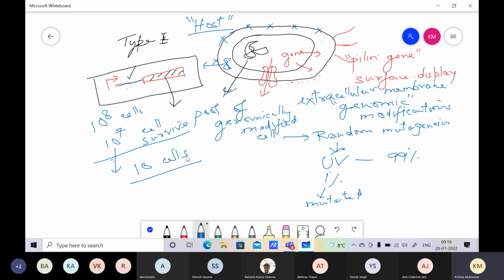But there is obviously a minor, not a minor, a very serious problem with this strategy. How do you find out which 10 cells out of 10 to the power 7 cells? You tell students to sort of screen each and every cell and see whether it is secreting? Imagine 10 million cells.